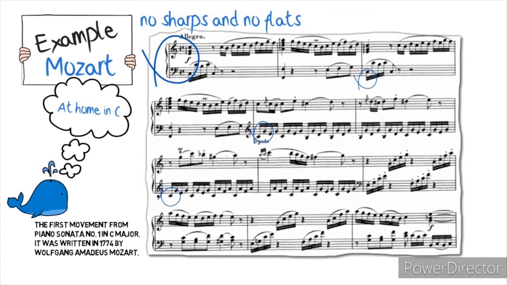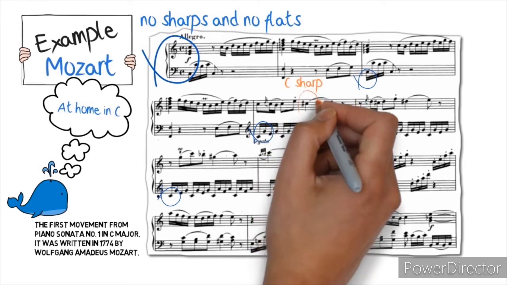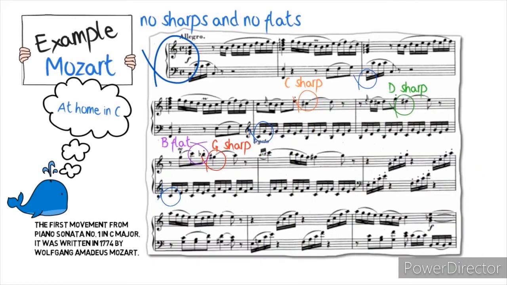That's his style. He's using extra little chromatic notes, remember that word? Like C sharp, G sharp, D sharp and B flat, because they make his music colourful. They make it interesting. They're fun. If you like, he's just being funky.